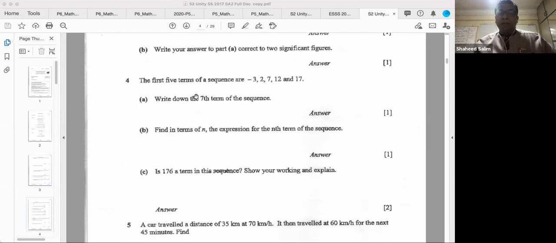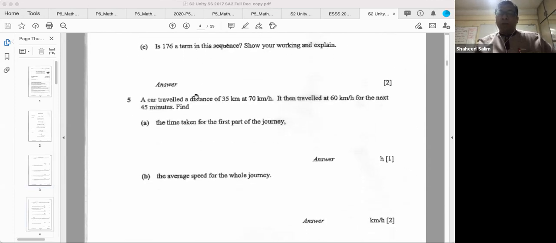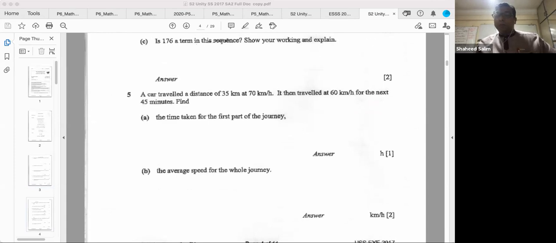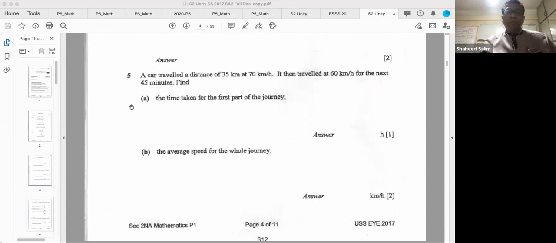Okay. Let's see now. We try this one now. Speed. Number 5. The rest you can try to do on your own. We do this one now. A car travels. You remember the formula, right? Speed, distance, time. DST. You know how to use this formula triangle?